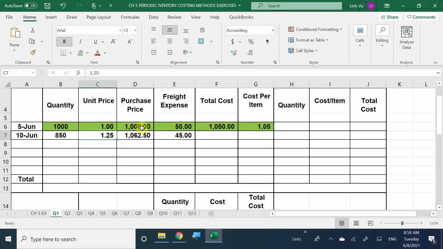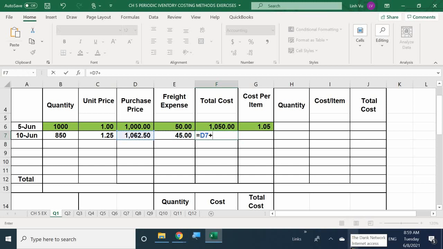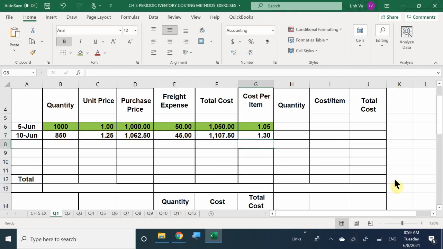So the total cost with freight is 1,107.50. Good. All right. And in this case, what's my cost per item going to be? I got 1.3029. 1.3029. Right. This may be the number we're going to use. This also could be a different number because what if we have a return here?